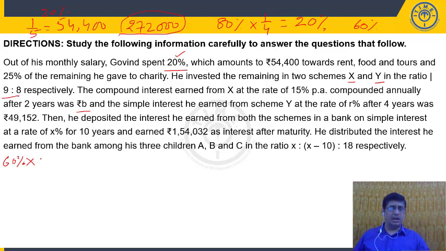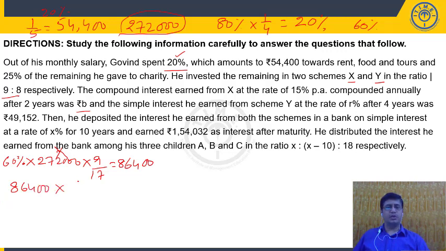of the total salary 272,000 into 9:8. 9:8 means 9 by the sum of the ratio, which is 17. Simplify, it gives the value of the amount invested in the scheme X. So what is the value we get on solving this? It is 86400. Now this 86400 he invested for 2 years at a rate of 15% per annum.